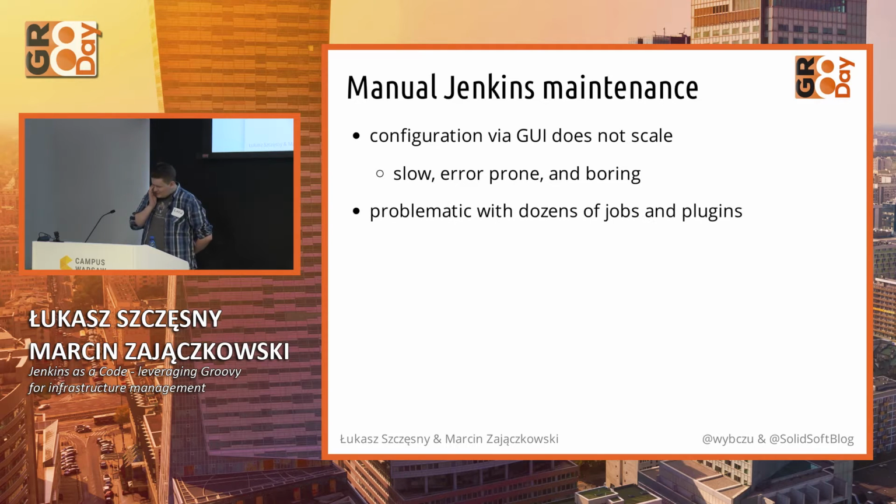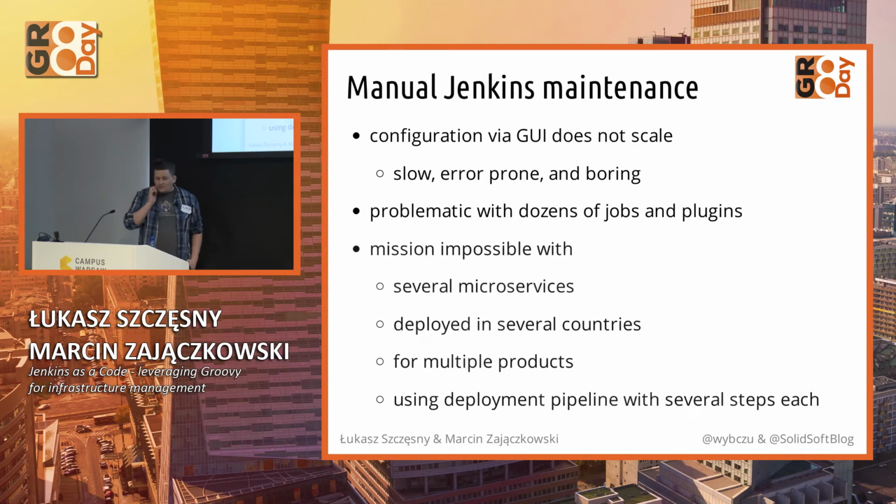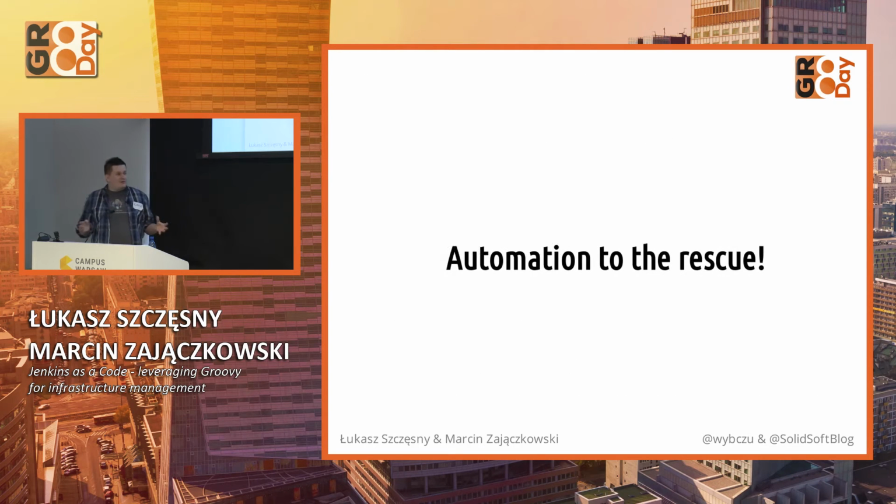So it's also really problematic when you have a few jobs and a few plugins. It's really problematic to manage Jenkins via UI, and it's getting even harder when you have microservices. There are several microservices deployed for several countries, for multiple products, and using deployment pipeline with several steps. So it's mission impossible to manage it by hand. So what we can do with this? So automation to the rescue.